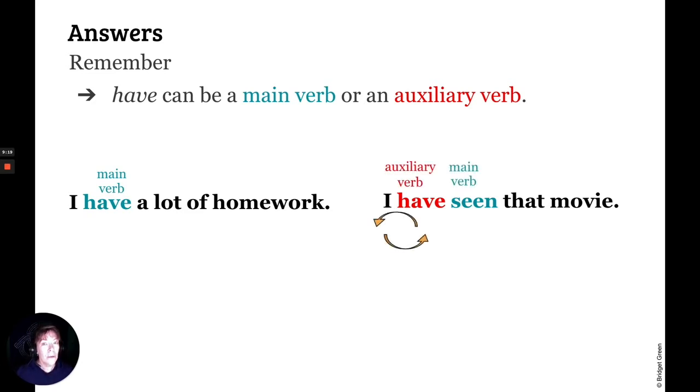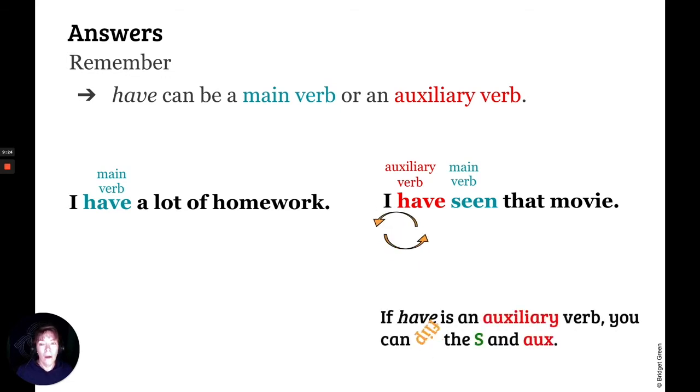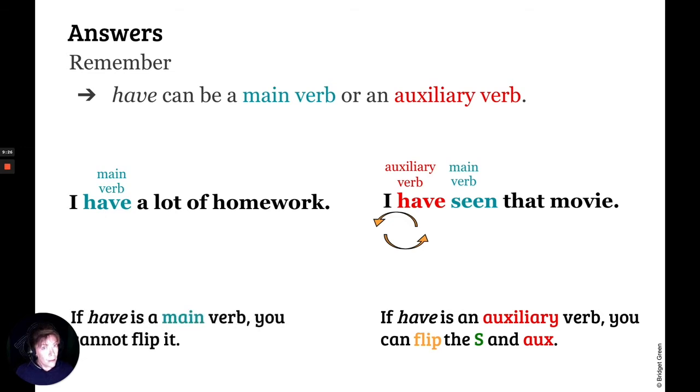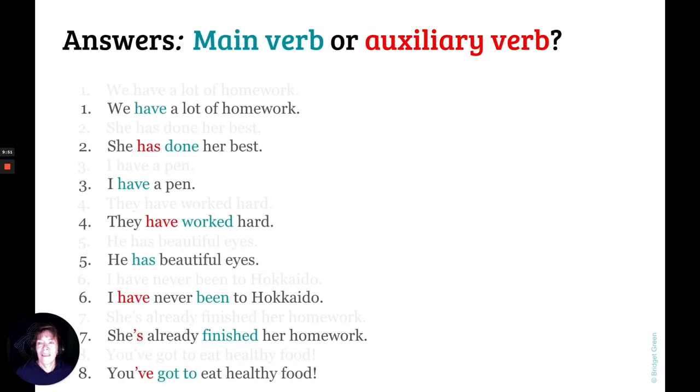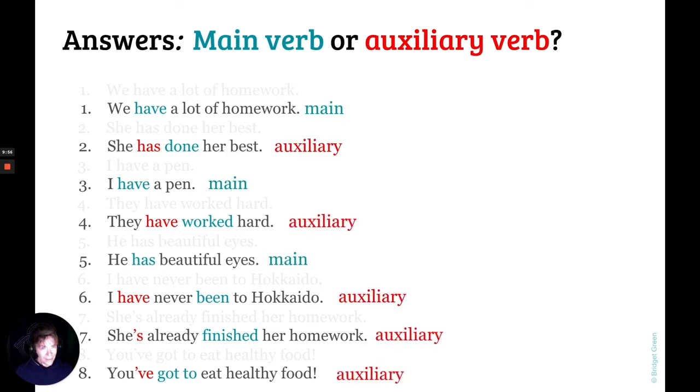Remember, if there's an auxiliary verb, you just flip. Nice job. Now, if it's not an auxiliary verb, it's a main verb, you cannot flip it. We're going to talk about that later. Right. Now, which one is the main verb and which is the auxiliary verb in these sentences? Here's the answer. Right. Notice, if it's the main verb, you can't flip it. But if it's the auxiliary verb, you can.